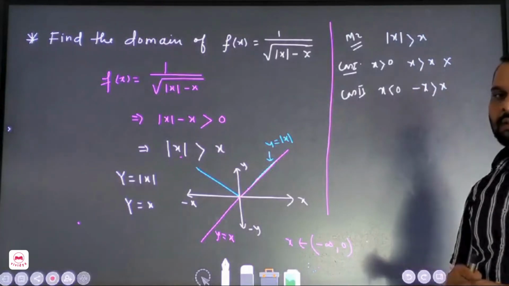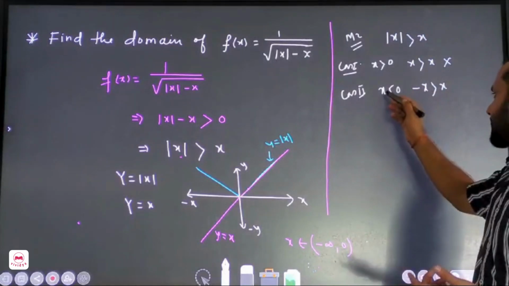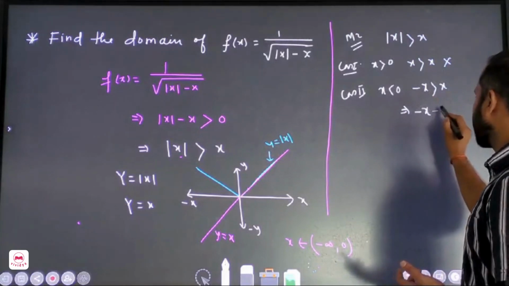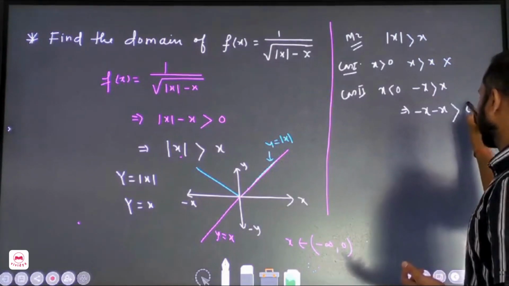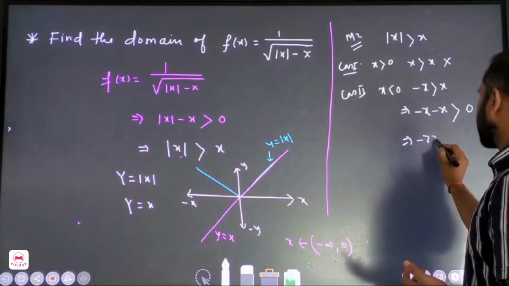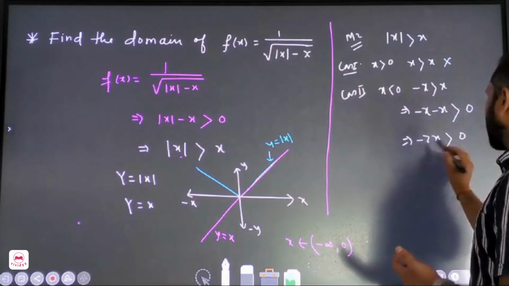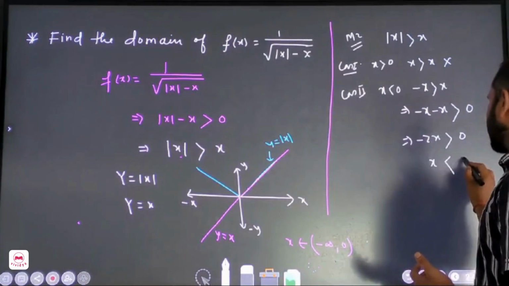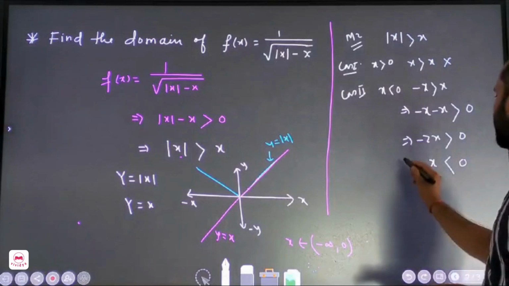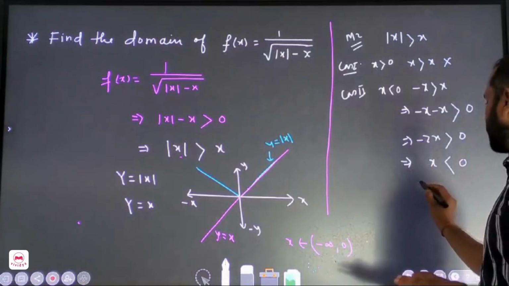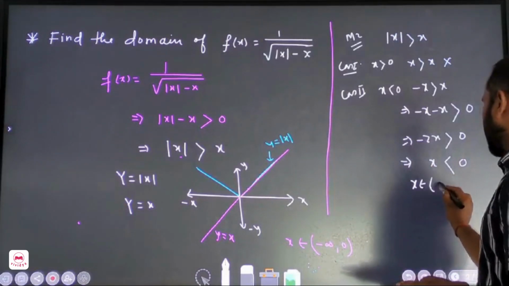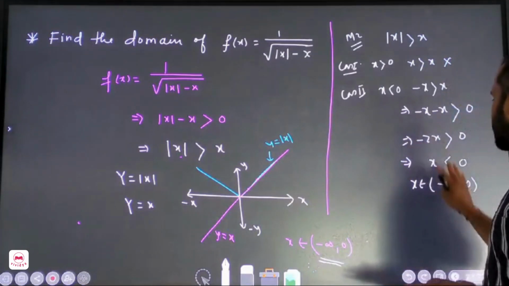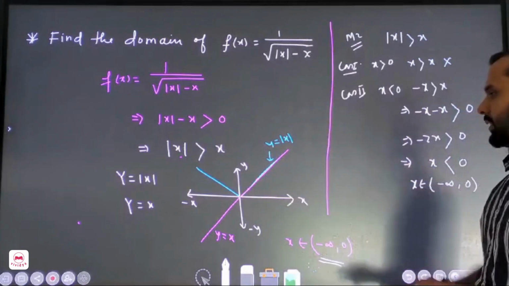Now can I write it like this? Minus 2, yes, it is possible because x is negative. So if I solve, this can be written as minus x is greater than x, so minus 2x is greater than 0. Now I should divide both sides by minus 2. If I divide, the inequality should change. So x will be less than 0. So from here also I can say that x belongs to minus infinity to 0. Same answer as here. So this is by the second method, and that was by the graphical method.